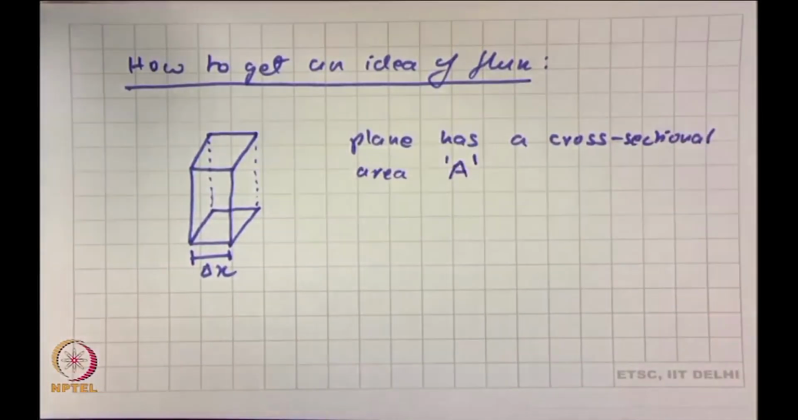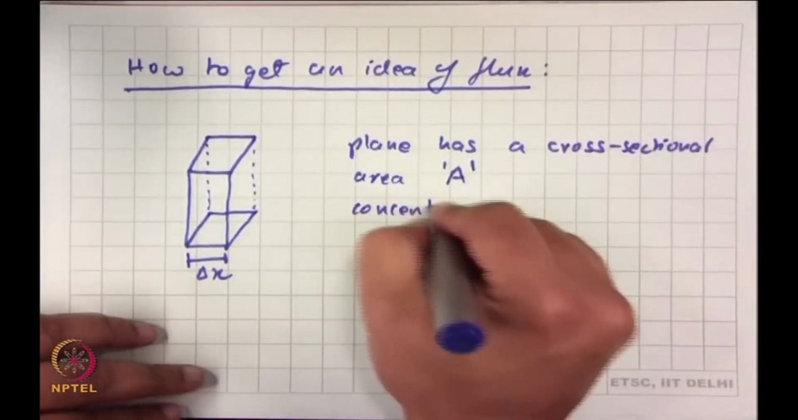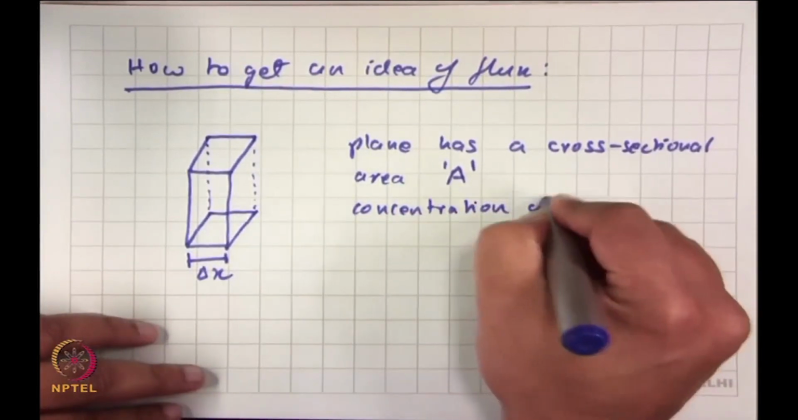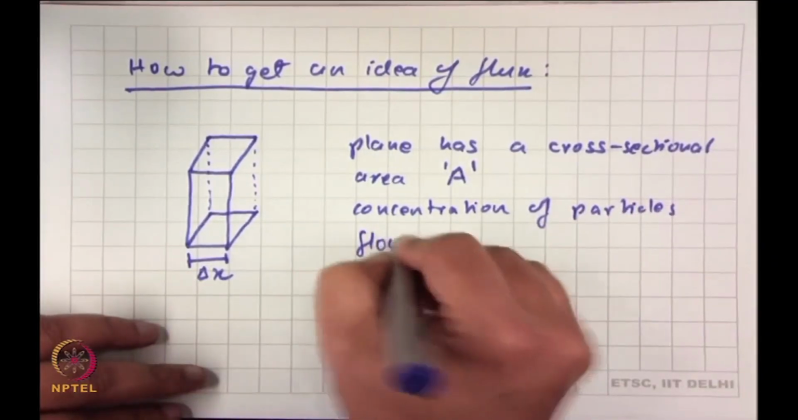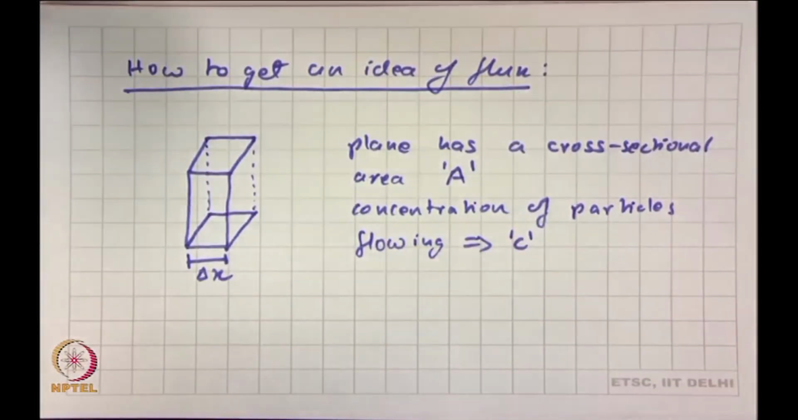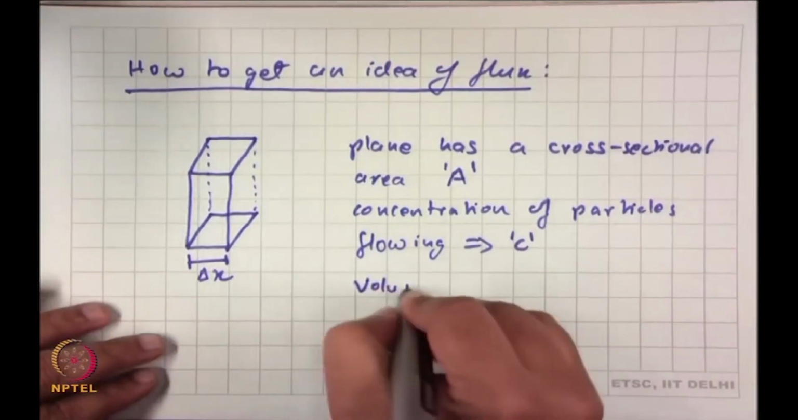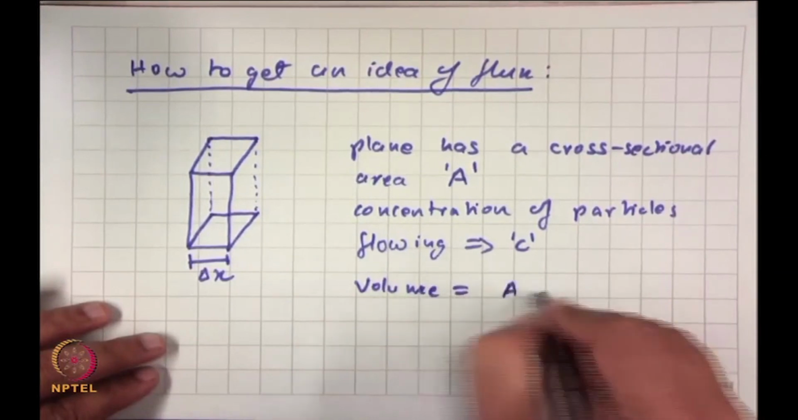Now, we also say that the concentration of particles flowing is C. Concentration of particles flowing is C. Now, if your length element is delta x, and your cross sectional area is A, then what is your volume element? What is your volume? A delta x, right?